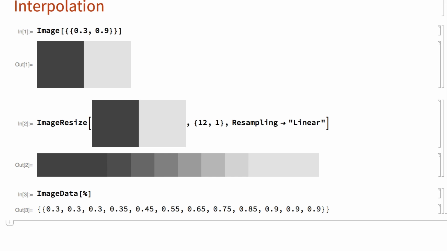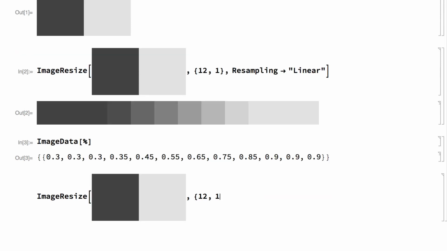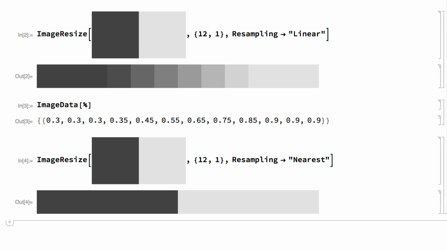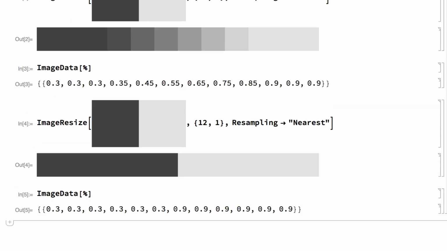There are many other common methods of resampling. Here is an example that shows what is called nearest neighbor resampling, which works by copying the pixel value from the original image that most closely aligns with the corresponding pixel in the resized image. The image data shows that the resized image actually consists of many copies of the original pixel values.